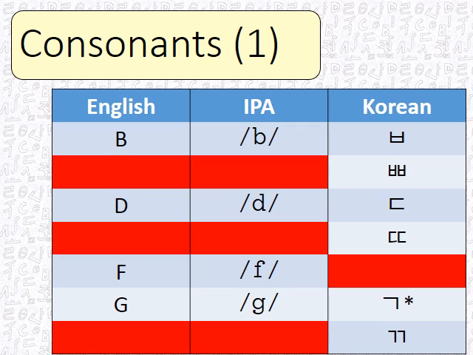The hard G is similar to giak when it is at the start of the word, but if it is at the end of the word, it sounds more like k. Well, there's also a double giak, which is somewhere between the English letters G and K.